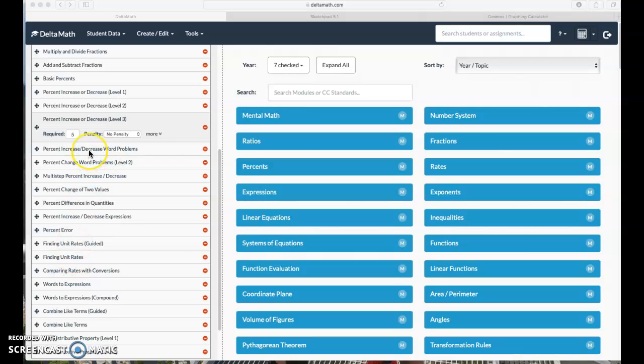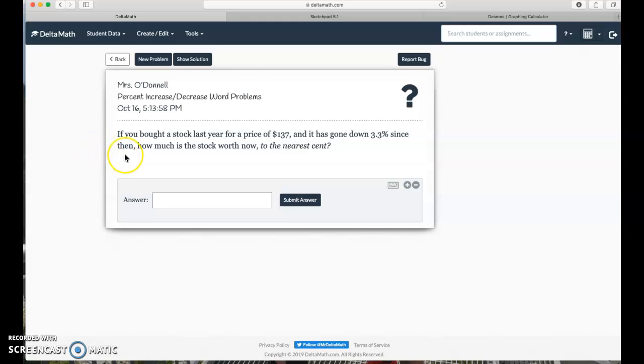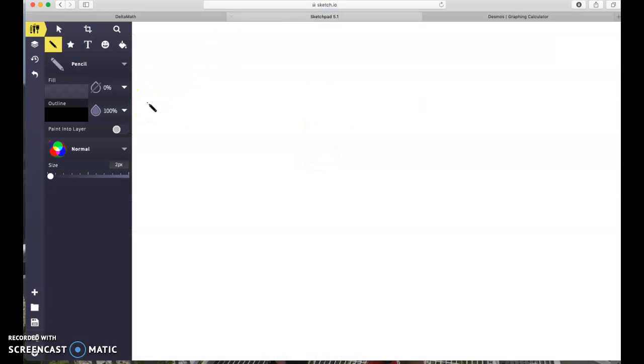All right, next we're looking at percent increase, decrease word problems. Let's check it out. If you bought a stock last year for a price of $137 and it has gone down 3.3% since then, how much is the stock worth now to the nearest cent? All right, so this is our percent decrease.